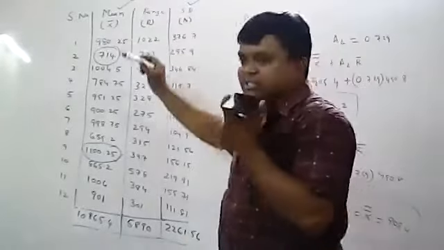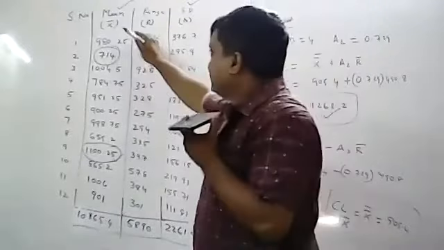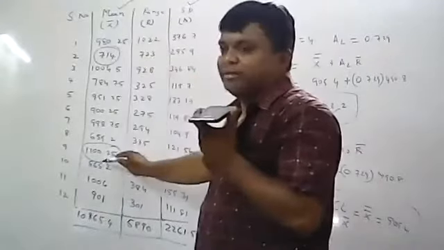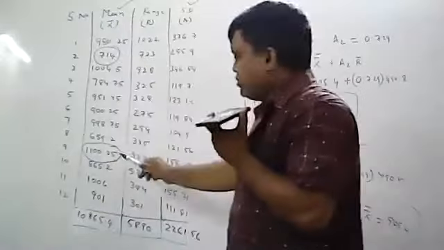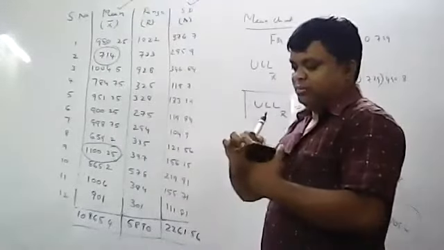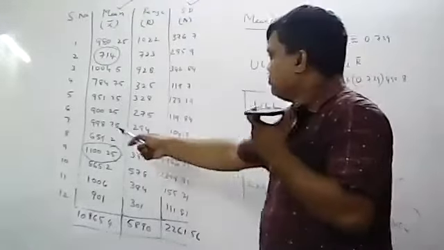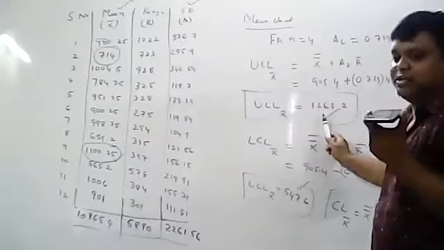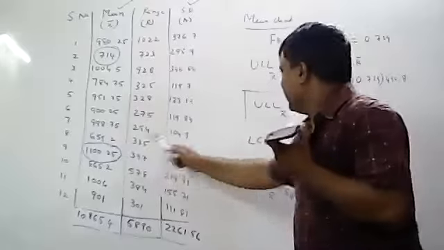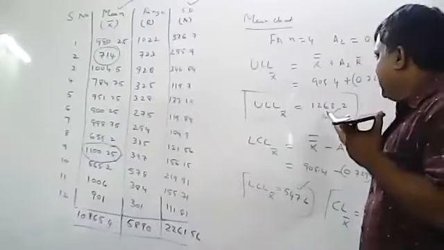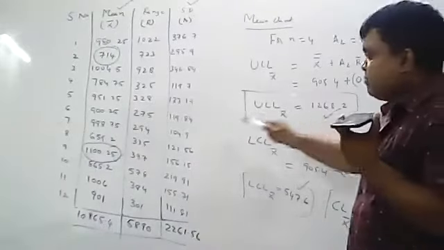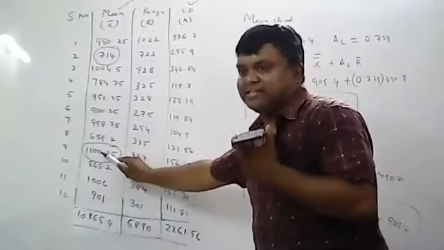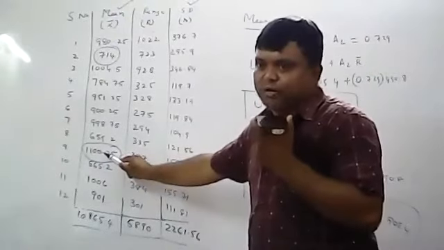So identify which chart you are constructing, mean chart you are constructing. Identify the highest value in mean. Then the highest value should be compared with UCL value. So if UCL is highest, take scale according to that. Suppose if you have here 1300, then scale should be up to 1300. I hope all of you understood.